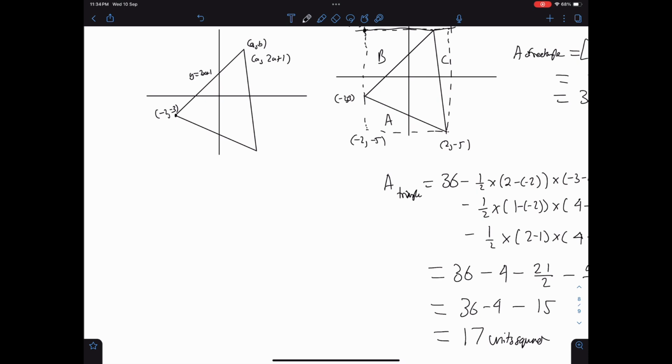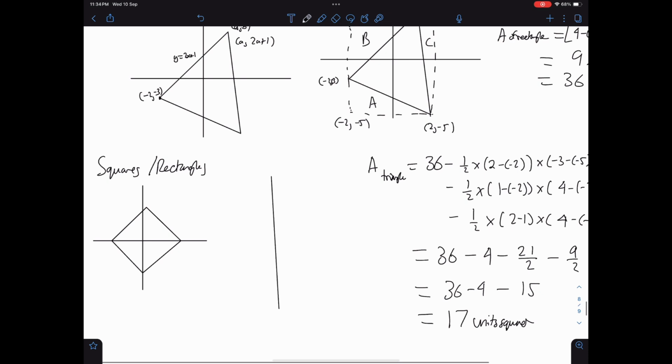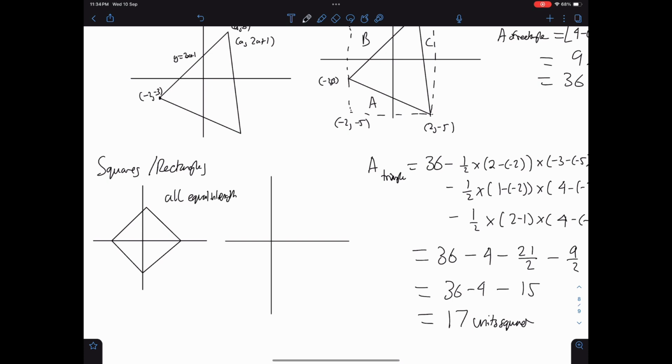So quadrilaterals is stuff with 4 sides. So the easiest would be your squares and rectangles, because, well, for a square, you know, everything's got to be equal length, and it's perpendicular as well. Imagine that's a square, it's not a great square. So yeah, all equal in length, only 90-degree angles that you're dealing with.